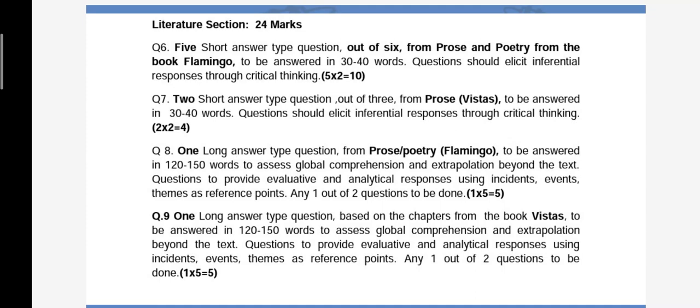Question number 8 is a long answer type question, either from the prose or poetry from the textbook Flamingo, to be answered in 120 to 150 words to assess global comprehension and extrapolation beyond the text. Questions to provide evaluative and analytical responses using incidents, events, and themes as reference points. Any one out of the 2 questions to be done. Question number 8 in Part B carries 5 marks.